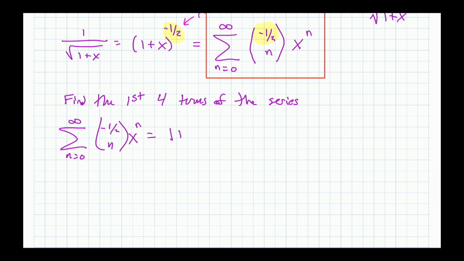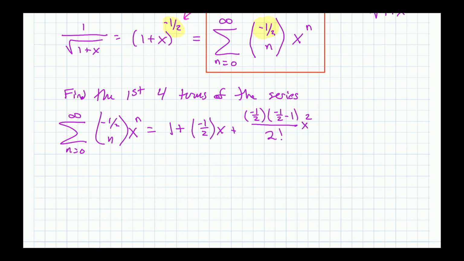So it's 1 plus rx plus, and then now this is where the pattern really starts. You go r times r minus 1 over 2 factorial, x squared. So I got 3 terms. The next term is negative 1/2.